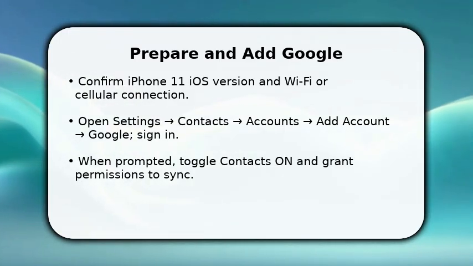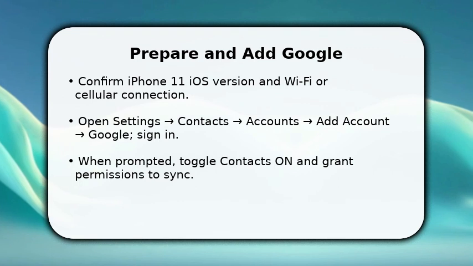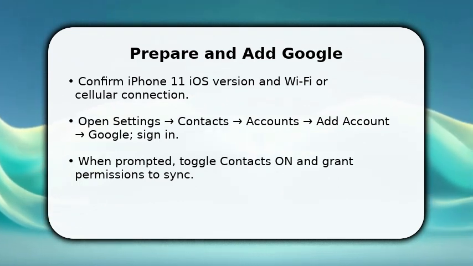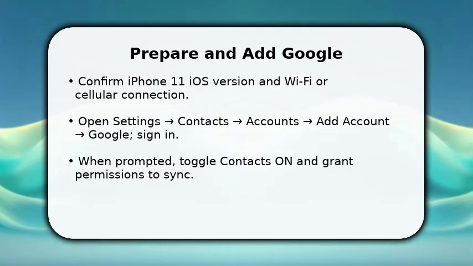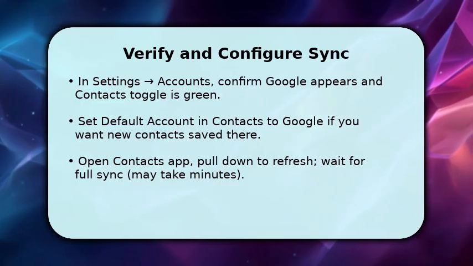This step instructs iOS to pull your Google contact list into the phone. It's fast but requires proper permissions so the system can read and sync names, numbers, and labels. Once done, verify the account shows under Settings, right arrow Contacts, right arrow Accounts, and that Contacts is toggled on. This confirms sync is enabled.